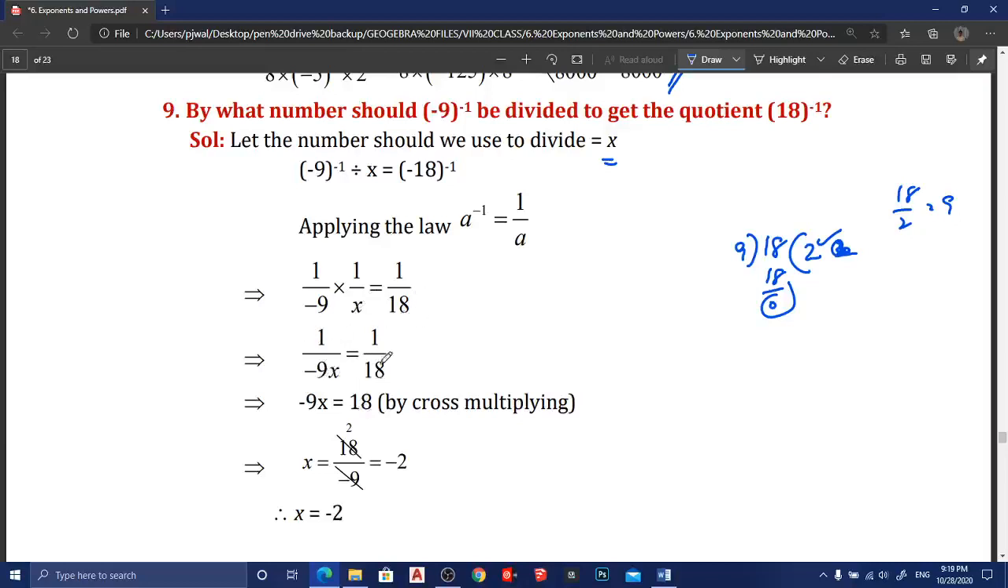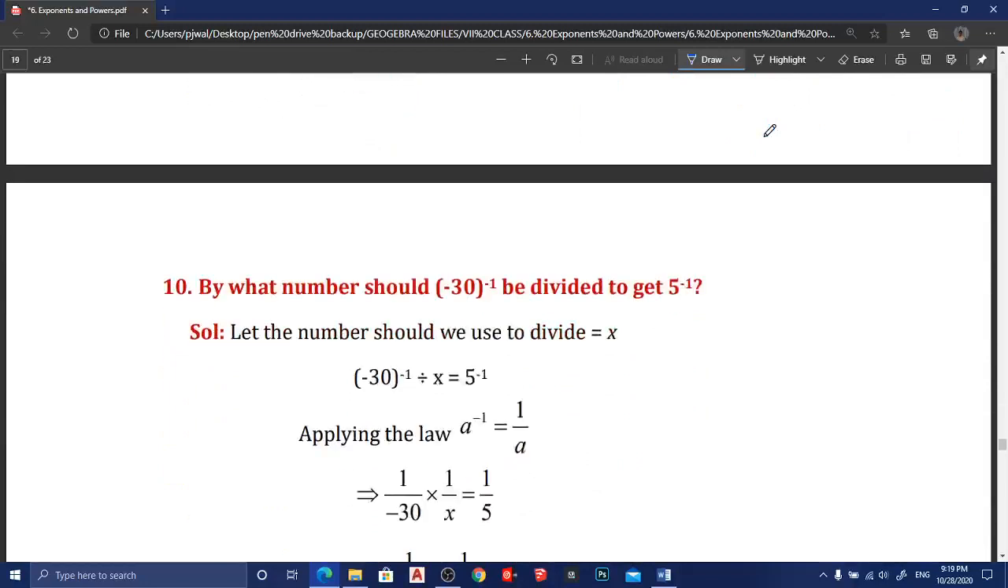Now cross multiply it. Minus 9x into 1 is minus 9x is equal to 1 into 18 is 18. Now send this minus 9 to the right side, transpose here. 18 by minus 9. 9 2s are 18. Since it is minus, you will get minus 2 there. Therefore, x is equal to minus 2. If you divide minus 9 to the power of minus 1 with minus 2, you will get the quotient as 18 to the power of minus 1. So that's the answer. Next.